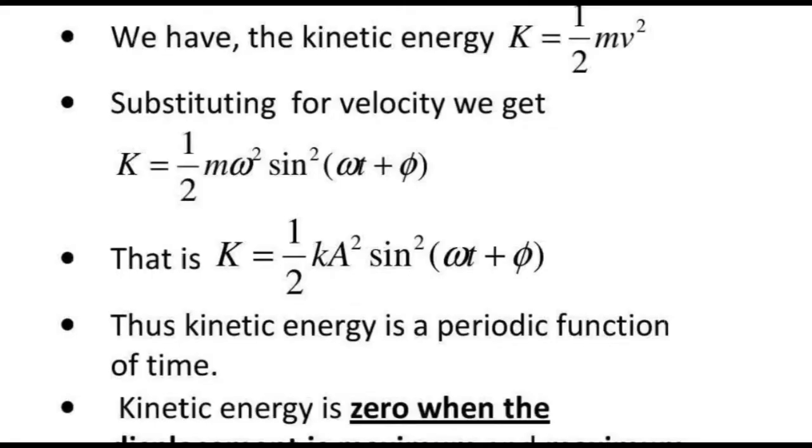We have kinetic energy K equal to half mv square, where m is the mass and v is the velocity. And we know the expression for v, that is minus A omega sin(omega t plus phi). That is the expression for v. Now we can substitute for that velocity v.